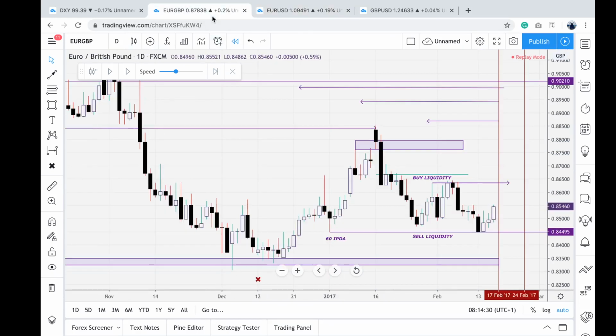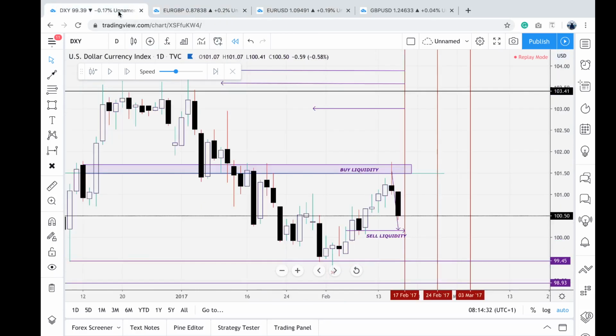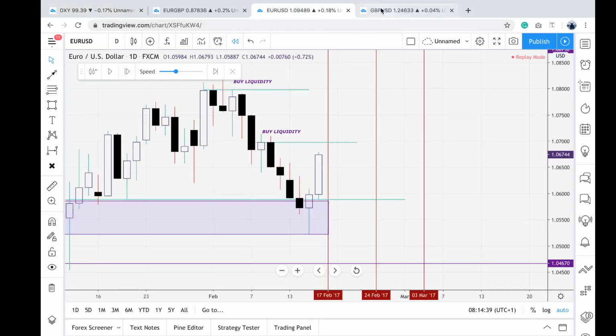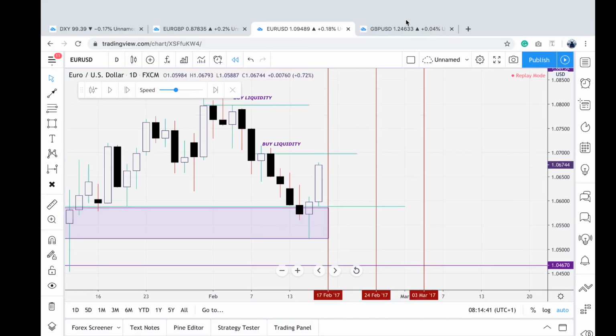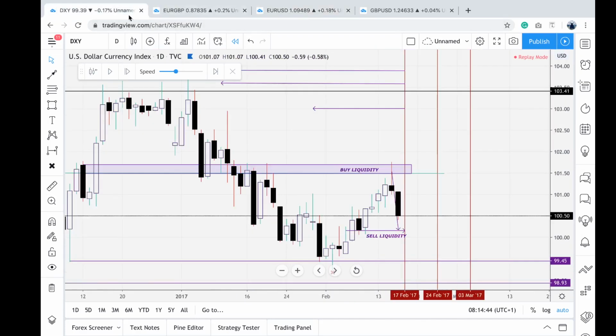And on euro pound, let's see DXY. We want to see a bearish DXY, so let's see what DXY actually does. On the dollar, we have a target, which is this target. Let's see what this actually does.